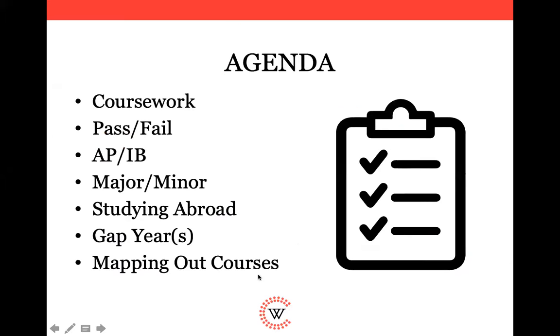So today we're going to talk about coursework primarily. We're going to talk about classes that we take pass-fail, AP classes, what you major or minor in, studying abroad, gap years, and then more specifics of how to map out your courses.